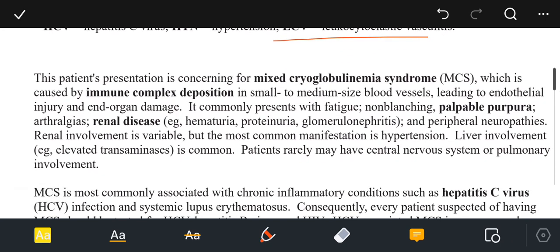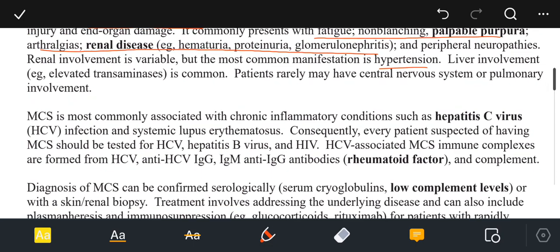This patient's presentation is concerning for mixed cryoglobulinemia syndrome (MCS), which is caused by immune complex deposition in small to medium sized blood vessels, leading to endothelial injury and organ damage. It commonly presents with fatigue, non-blanching palpable purpura, arthralgias, renal disease, for example, hematuria, proteinuria, and glomerulonephritis, and peripheral neuropathies. Renal involvement is variable, but the most common manifestation is hypertension. Liver involvement, for example, elevated transaminases, is common. Patients rarely may have central nervous system or pulmonary involvement.